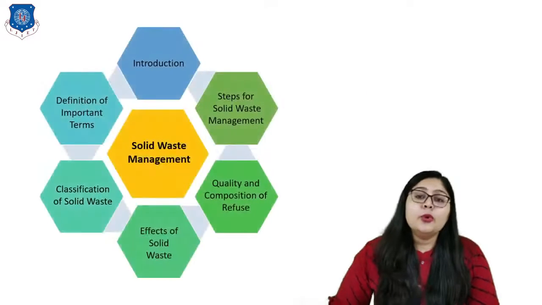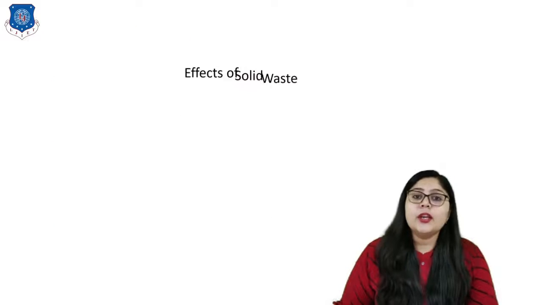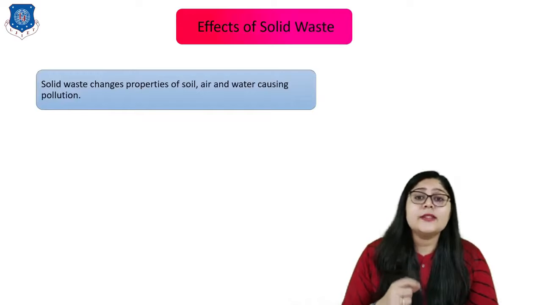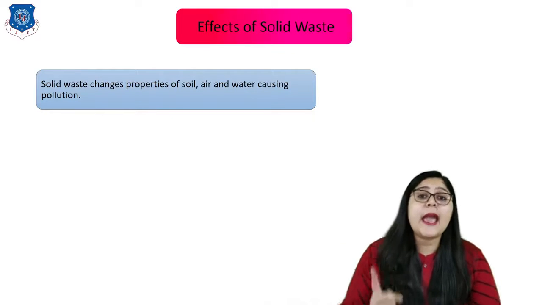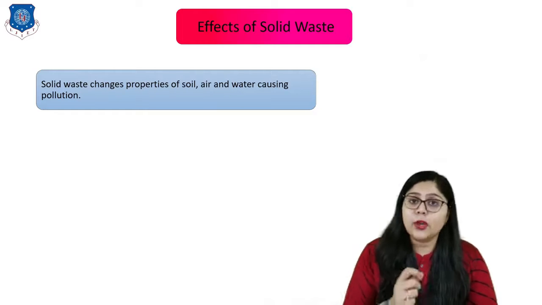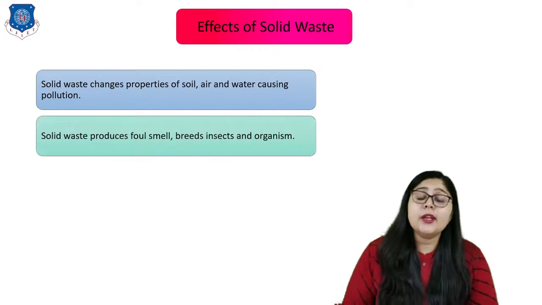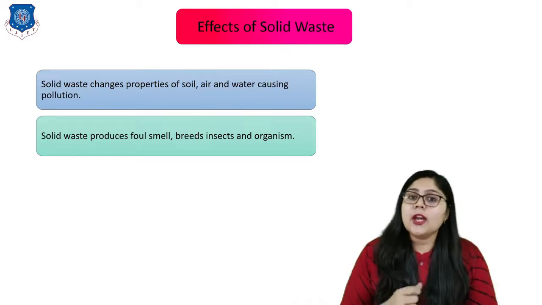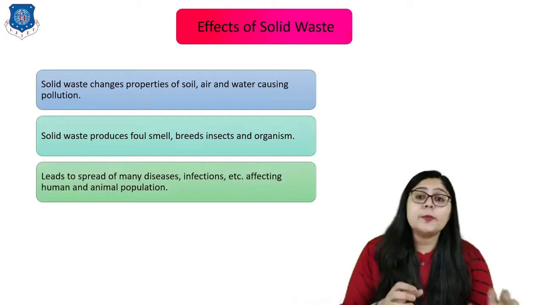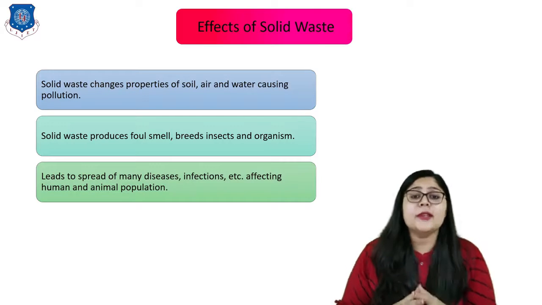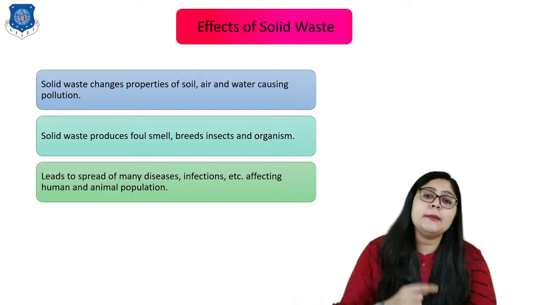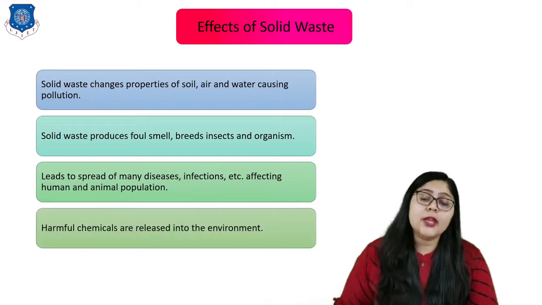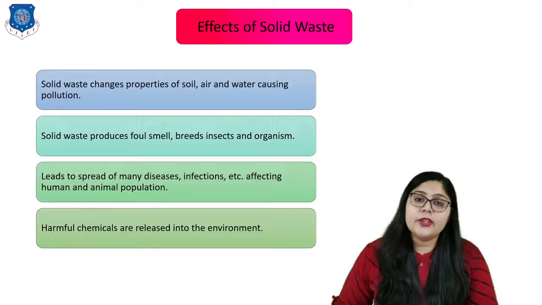Now let us move to the effects of solid waste. One of the major effects is that solid waste changes the properties of soil, air and water, causing pollution. Solid waste also produces foul smell and breeds insects and organisms. It leads to the spread of many diseases and infections, affecting human and animal populations. Even harmful chemicals are released into the environment. So these are all the effects of solid waste.